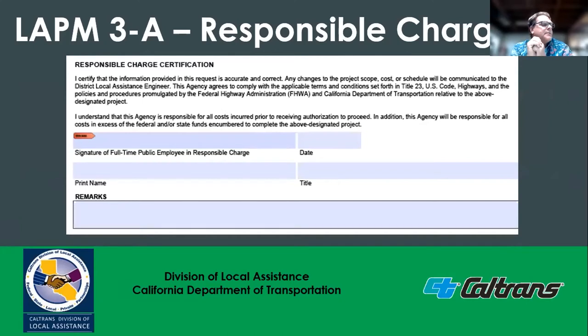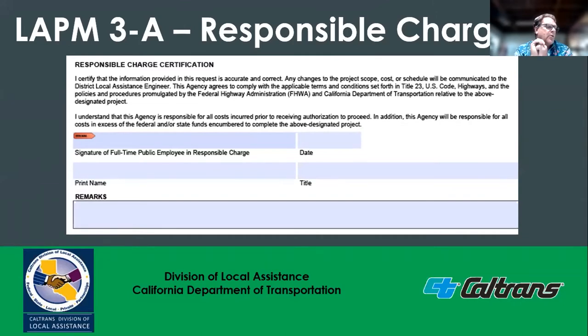Per federal requirements, a local agency must designate a full-time public employee in responsible charge for each project. The role of responsible charge is to ensure that the work delivered under contract is complete, accurate, and consistent with the terms, conditions, and specifications of the contract. The responsible charge must be employed directly by the local agency receiving the federal funds. A consultant cannot be designated as responsible charge for a project. And the project contact person does not need to be the responsible charge.